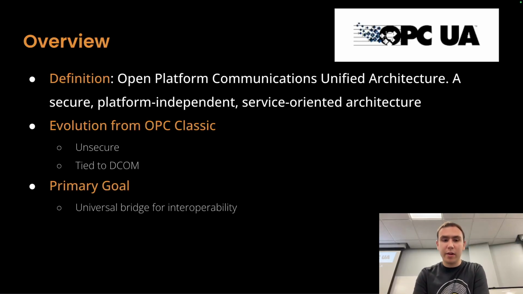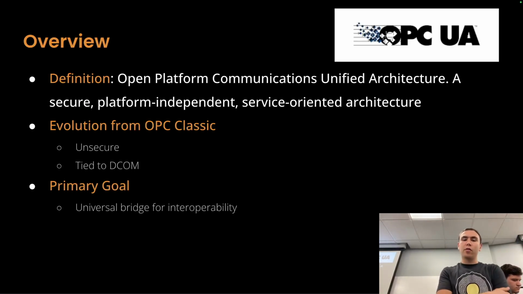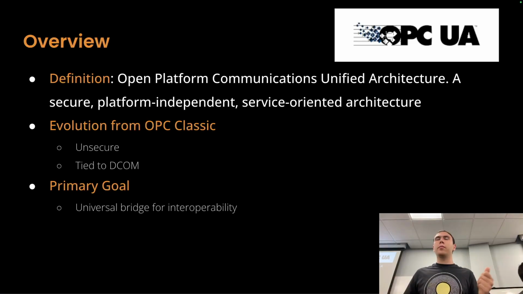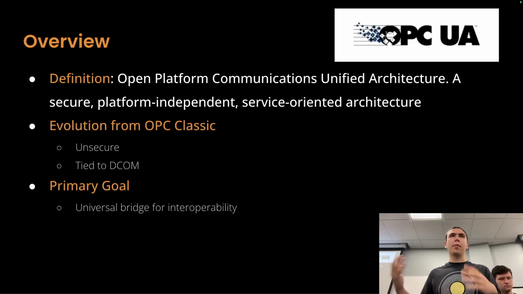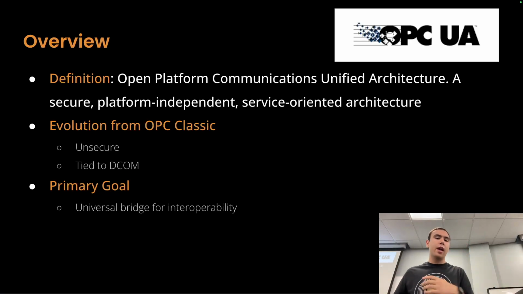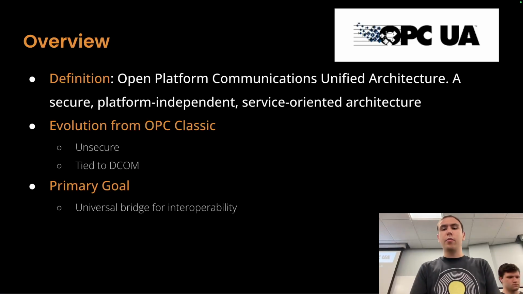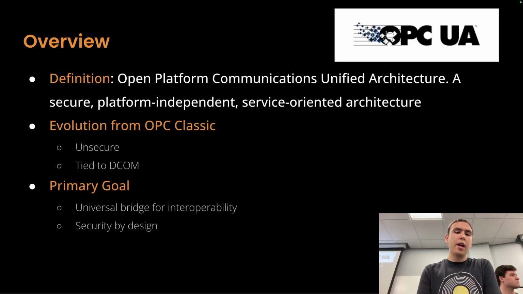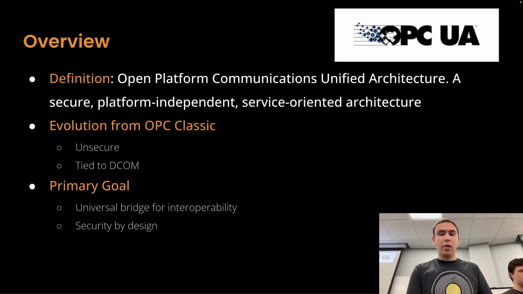So the primary goal of it was to create a universal bridge for interoperability so that any company can come in with their stuff, write a couple things for the vendors, and then have it be able to be used inside of this OPC UA network. It's also one of the only protocols that's secure by design. It was made in 2006, but then they did a massive revision in 2021, and it's making a resurgence in 2024 and 2025. So it's one of the newer ones.